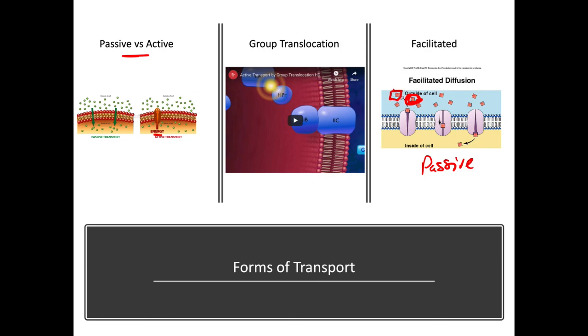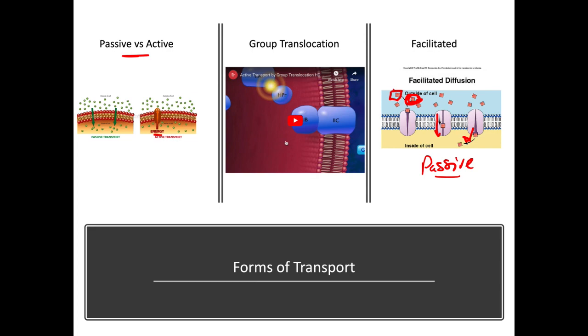These little molecules here are specific to this protein, and when they attach to it, the protein changes shape. That change in shape causes the protein to move this molecule across the membrane and into the inside of the cell. This form of facilitated diffusion, again, is passive. It works by changing the shape of the protein, not by inputting any kind of energy.